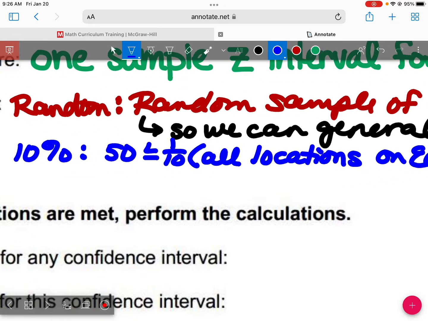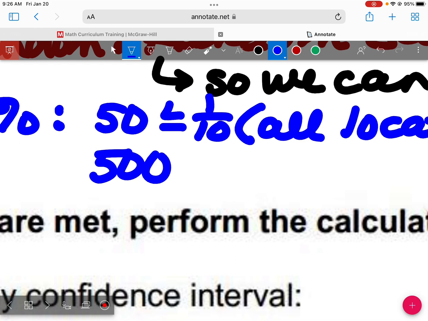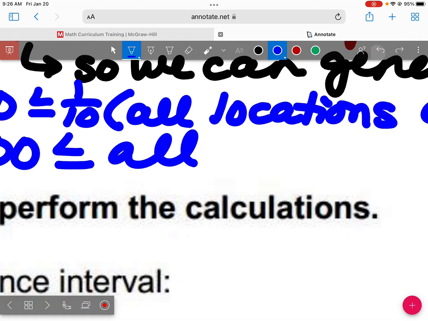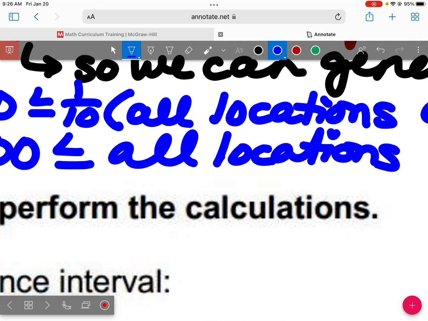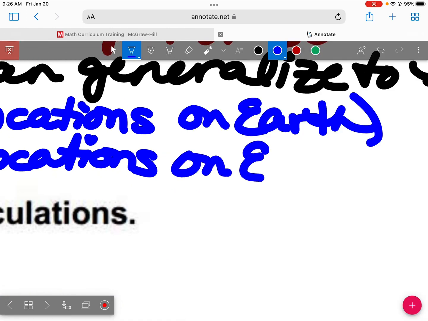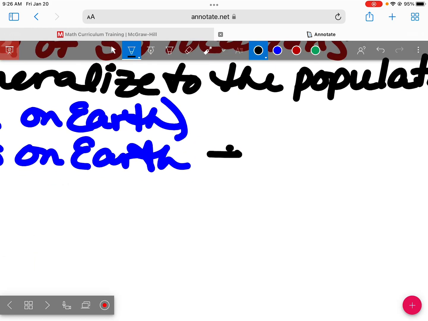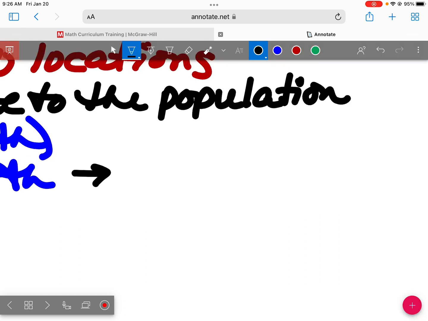Multiply both sides by 10 is 500 less than or equal to all locations on Earth. Yes. Why do we care about that? So we can find our standard deviation. So sampling without replacement is okay. We can't find our standard deviation if sampling without replacement is not okay.